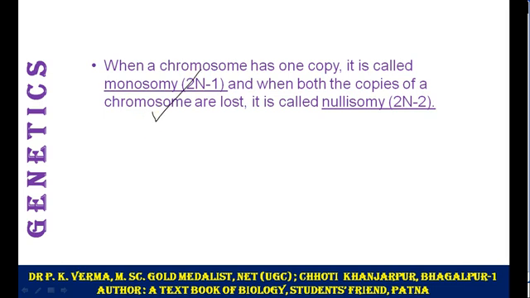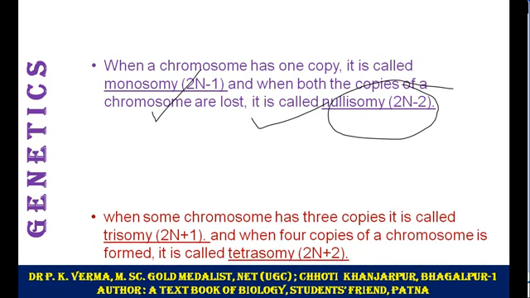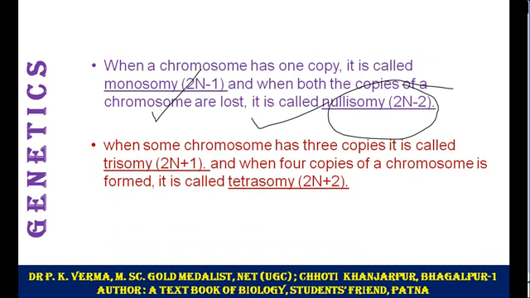So if one chromosome is missing, it is called monosomy of the given chromosome number. You have to mention the number. If both chromosomes of one particular type are absent, it is called nullisomy. Generally, nullisomy is lethal. When some chromosomes have 3 copies, it is called trisomy. And when 4 copies, it is called tetrasomy.